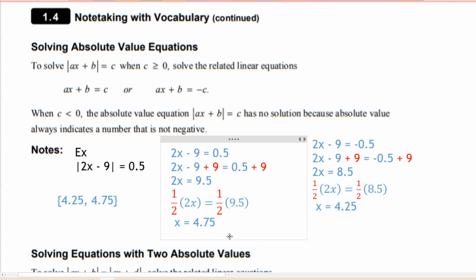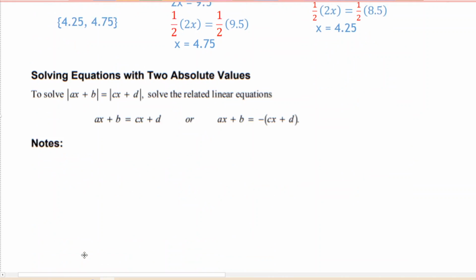So that's the same thing as saying x is equal to 4.25 and x equals 4.75. Just put the 2 numbers in braces, and that's the solution. A little more of an economical way of writing the solution. Okay, so that's the easier of the problems.